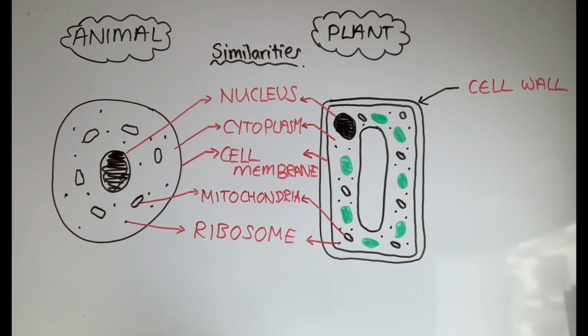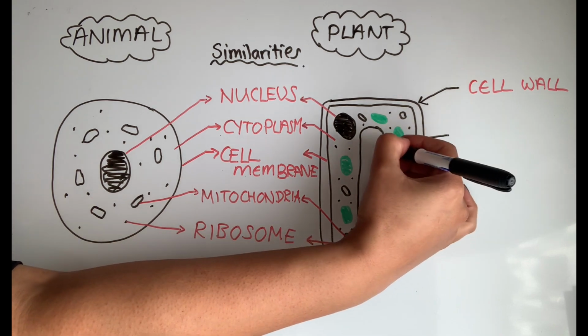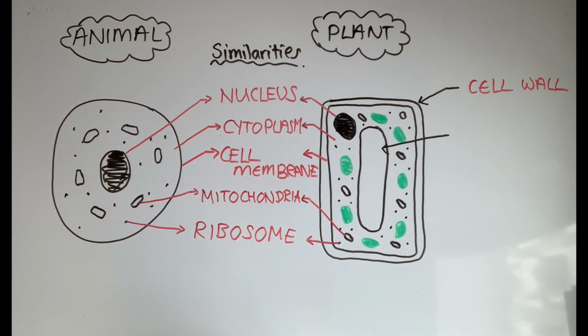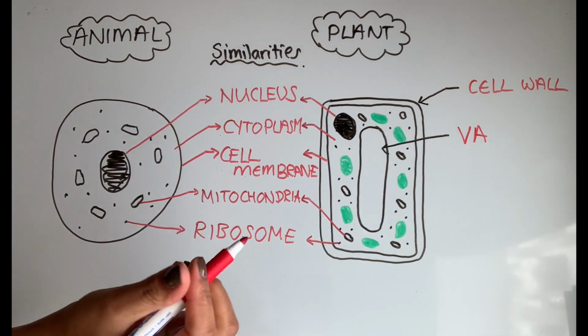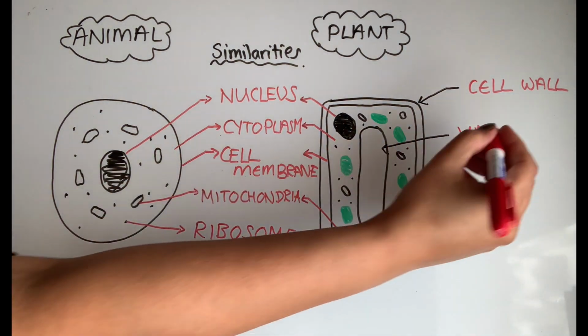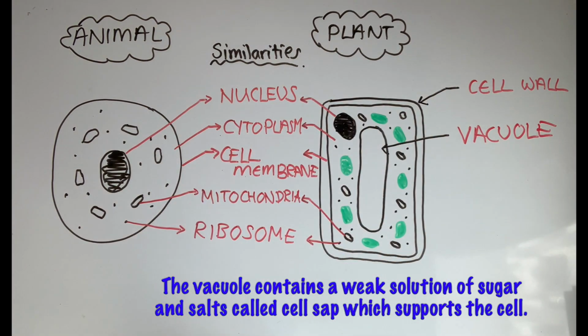Now, the next thing that the plant cell has that the animal cell does not have is this large part in the middle. And the large part in the middle here is called the vacuole. The vacuole contains the cell sap. Just write that down to start with. So we've got the vacuole that contains, there we go, the cell sap, which provides support for the cell.